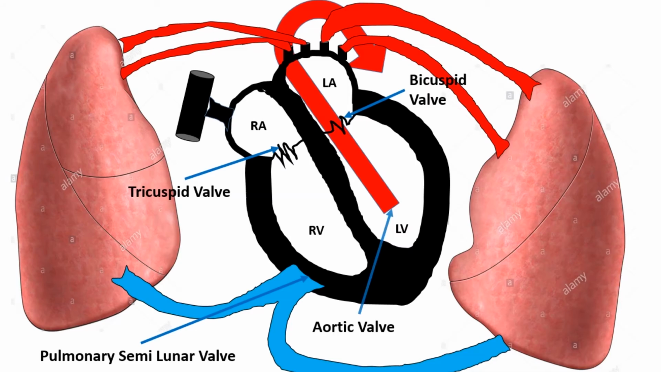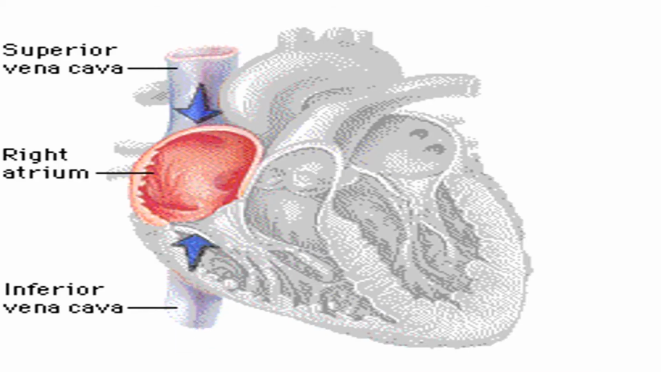For better understanding, let me use a diagram conceptually developed. Look at the parts of the heart. The deoxygenated blood, blue colored, above the shoulder level of the body is collected through the superior vena cava, and below the shoulder level of the body, the entire deoxygenated blood is collected through the inferior vena cava at the right atrium.